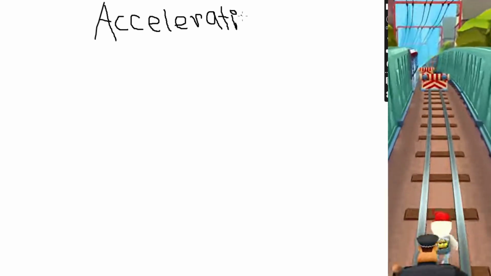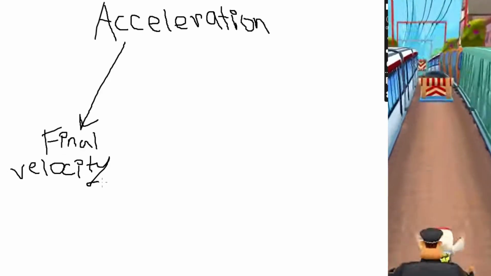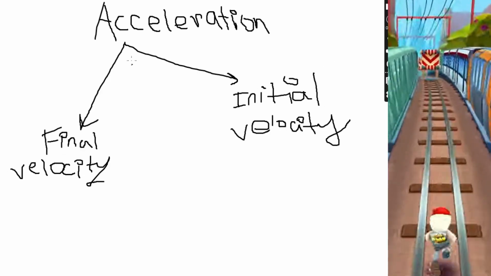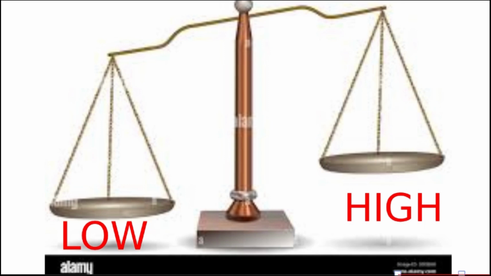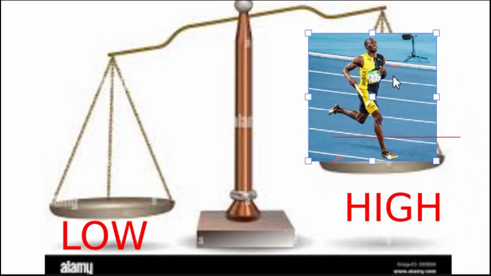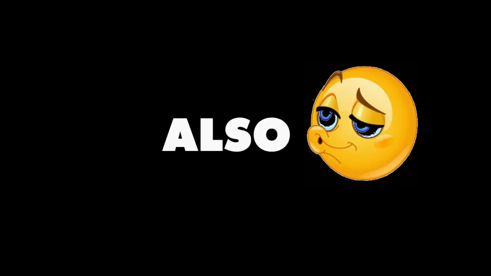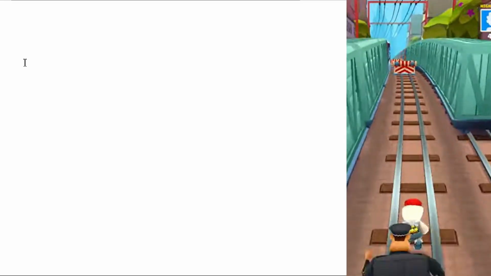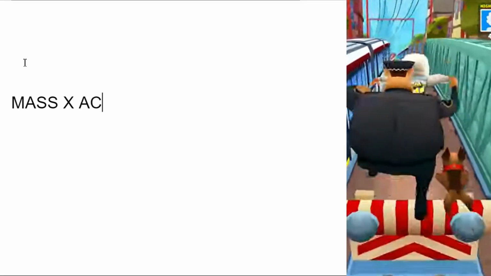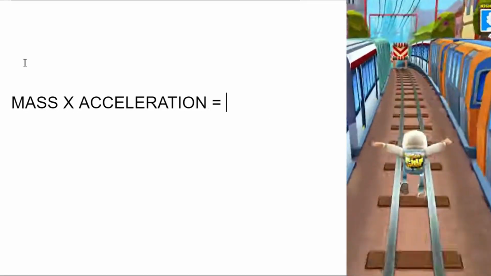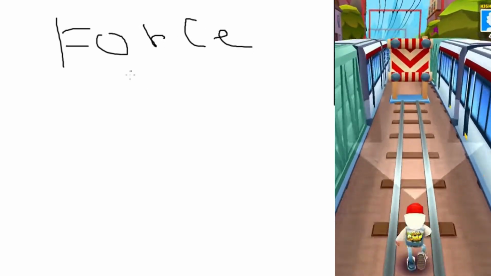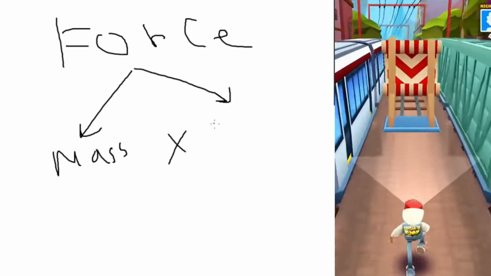Acceleration is how fast you can go in that specific amount of time. Acceleration depends on three things: the final velocity, the initial velocity, and time. When you travel with a higher velocity, the force you exert also increases. When we multiply mass and acceleration, we get what is called force. So force is the product of mass and acceleration.